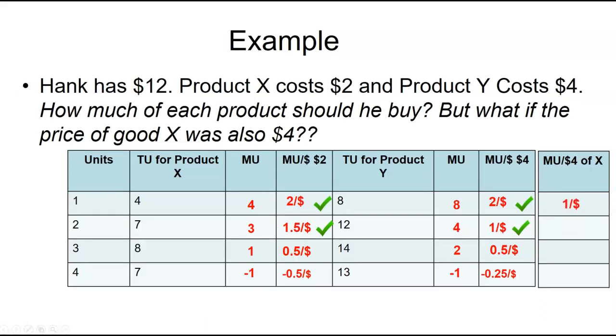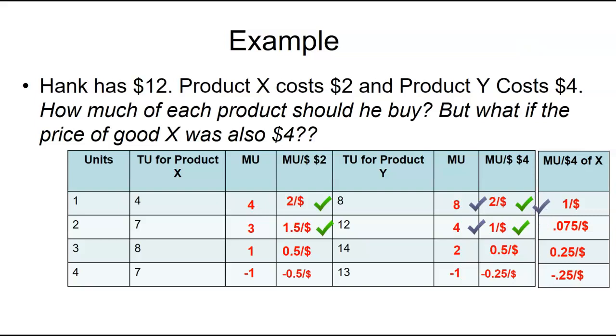All right, so now I get $1 per 1 oodle per dollar for good X, and then 0.75, 0.25, and -0.25. So now how am I going to buy? I used to buy 2 of each of these. Well, now I'm going to buy that first unit of good Y. I'm going to buy the second unit of good Y. I'm going to buy that first unit of good X.